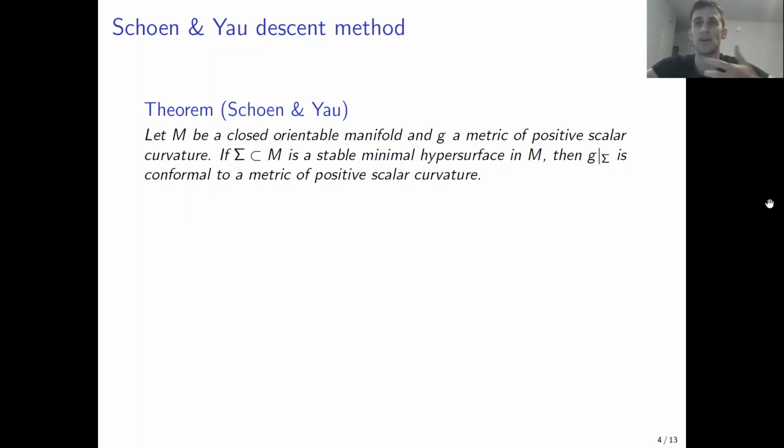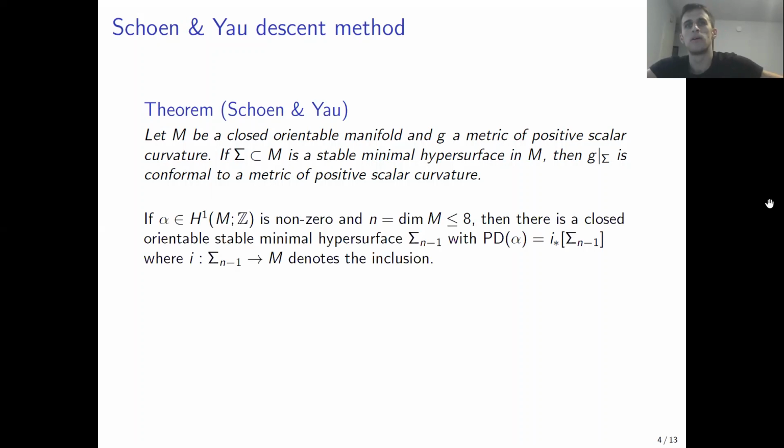What's not obvious is how do you find these stable minimal hypersurfaces to get started? It works as follows. If you have a nonzero degree 1 integral cohomology class, and your dimension n is at most 8, then there is a closed orientable stable minimal hypersurface which is Poincare dual to your chosen degree 1 cohomology class. So why n less than or equal to 8?